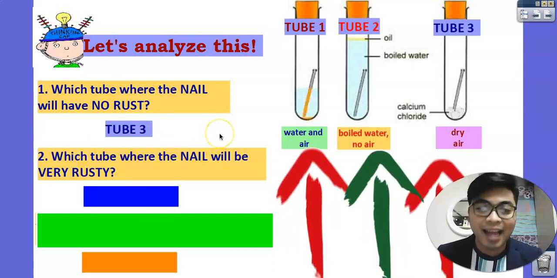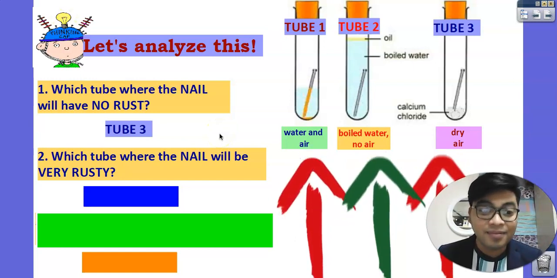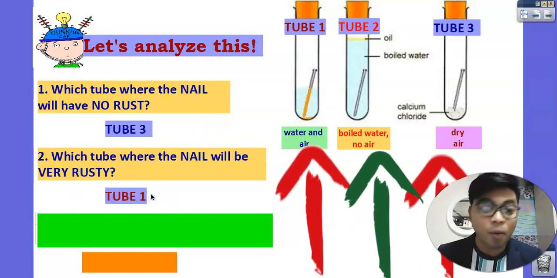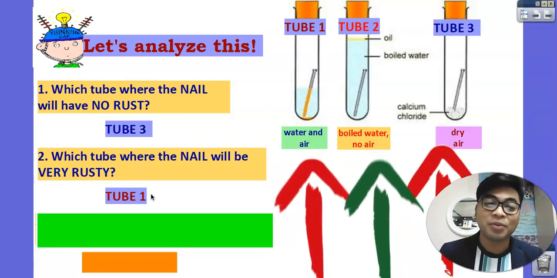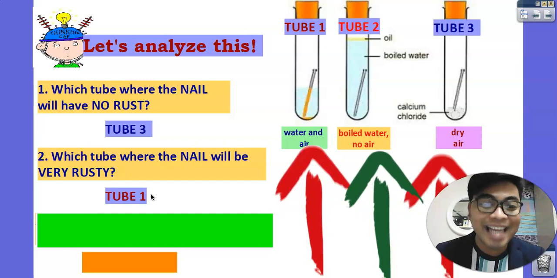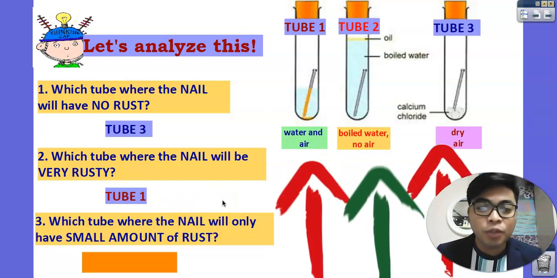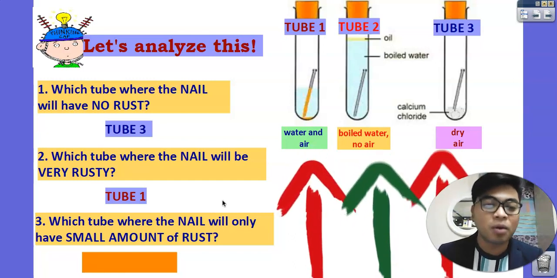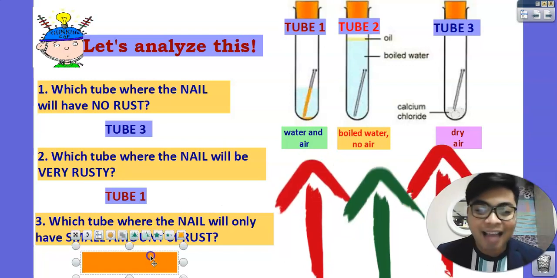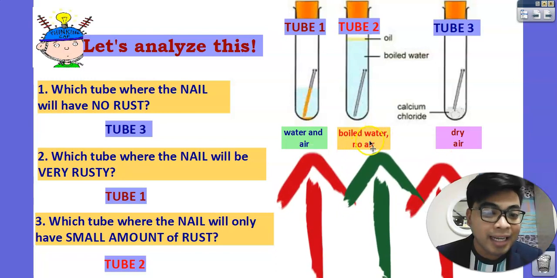Which tube, on the other hand, where the nail will be very, very rusty? Very good. It's in test tube number 1. Why? What do you think? Very good, because there's water and air on it. And I want you to take a look at question number 3. Which tube where the nail will only have a very small amount of rust? It rusts, but only in a very small amount. Exactly, at test tube number 2, because there's still water in it and no air.